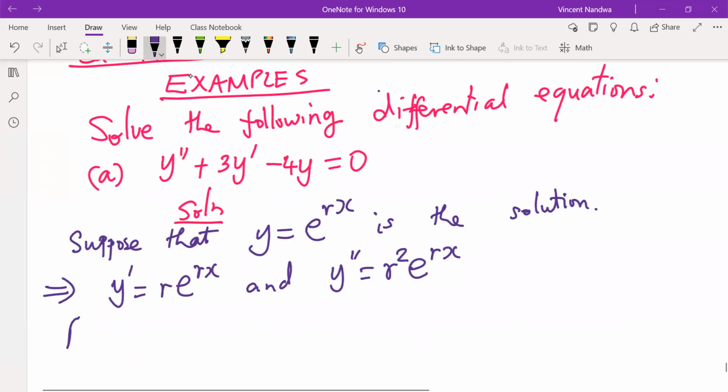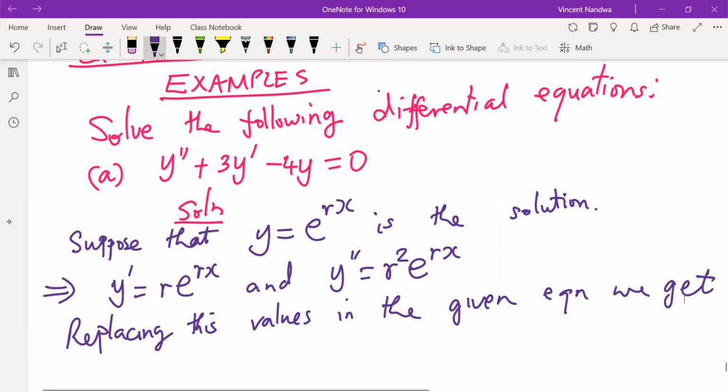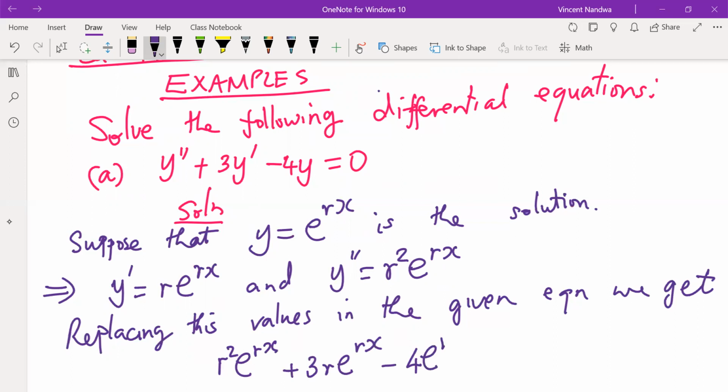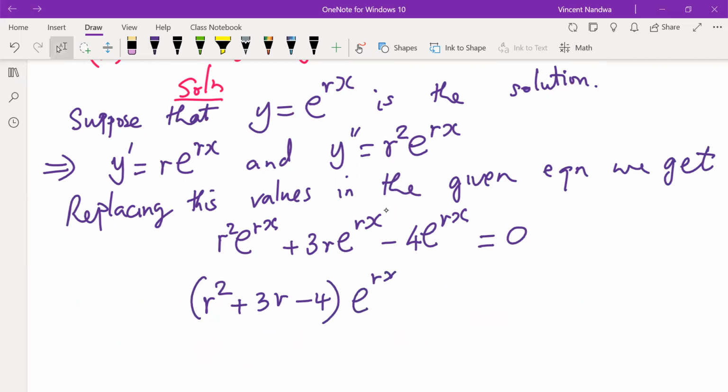So replacing these values in the given equation, we get, so where there's y double prime, we put r squared e raised power rx, plus 3 y prime is r e raised power rx, minus 4 e raised power rx equals 0, which will give us r squared plus 3r minus 4, and e raised power rx equals 0.